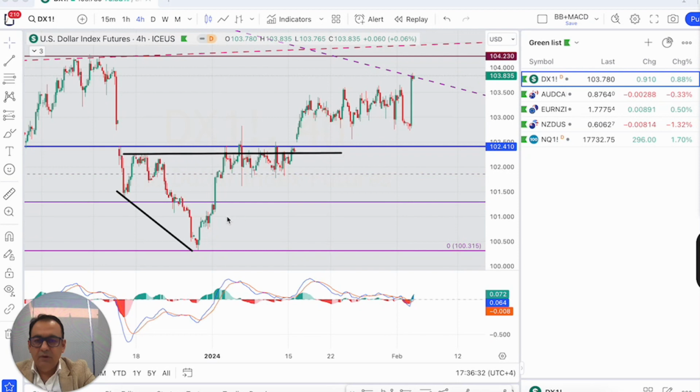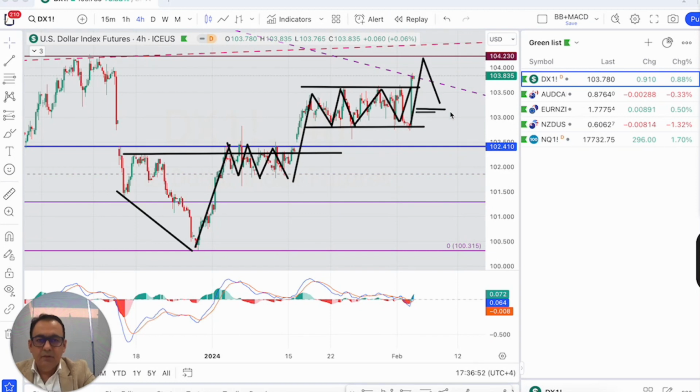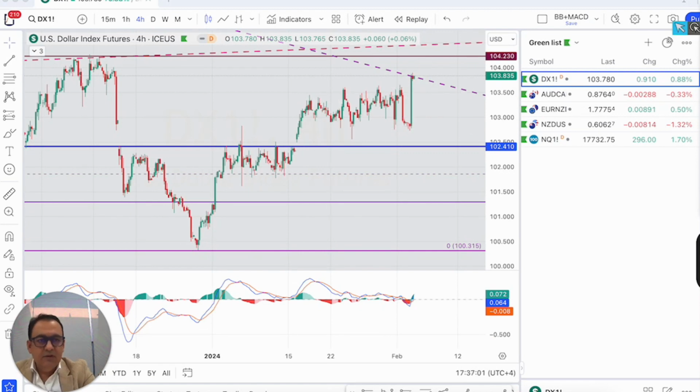We got the breakout structure. After breaking the structure, it went sideways, again breaking the structure, and again it went sideways. Now with the announcement of NFP, we have the breakout range. So if it bumps back, takes support in this area, we can expect the continuation to 105.1 followed by 108. So in the short term, the dollar is clear, it's bullish. Now if the dollar is bullish, then definitely we should look for shorting the currency instruments against the US dollar.